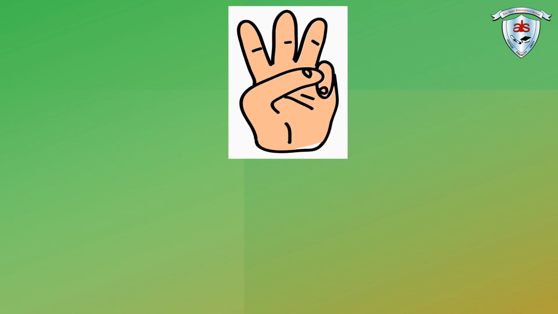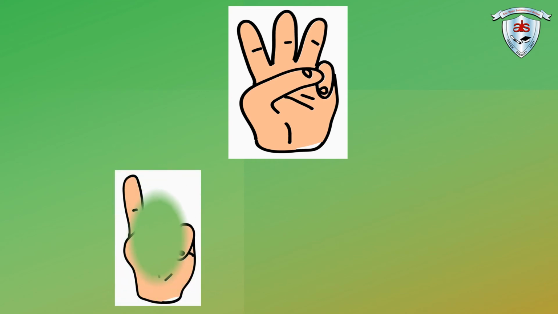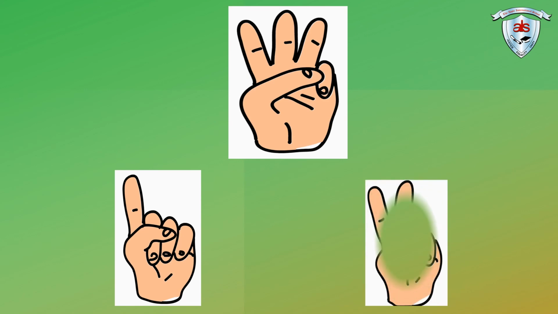Perfect. Okay, in another hand, how many fingers will you show me to make it the total of 3? Yes, you're right. You will show 2 fingers. So 2 and 1 will make 3. Well done. Let's go to the next number.